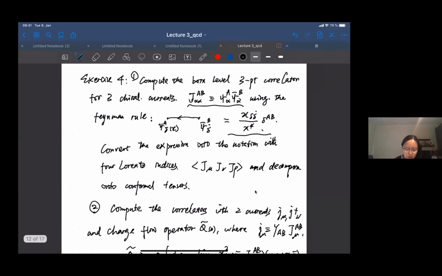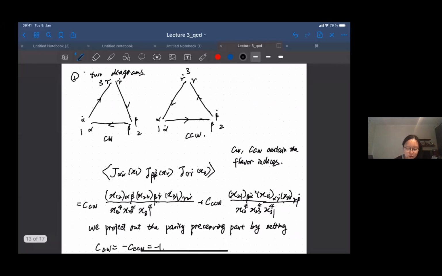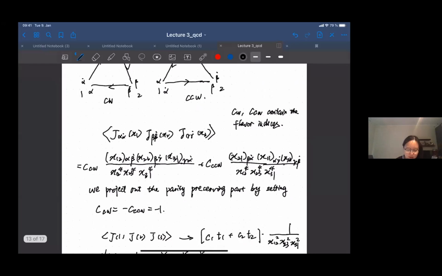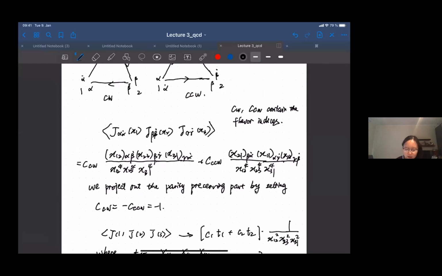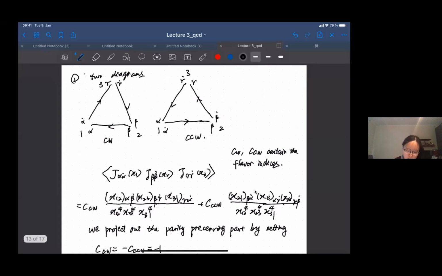Then we would like to explicitly compute this three-point correlator at Born level. There are two diagrams that we need to consider. In this diagram, the fermion flow goes clockwise, and in this diagram, the fermion number flows in the counterclockwise direction. So this gives you two terms. You basically just put together three fermion propagators. There are some overall factors C1 and C2, which come from the SU(2) flavor indices.